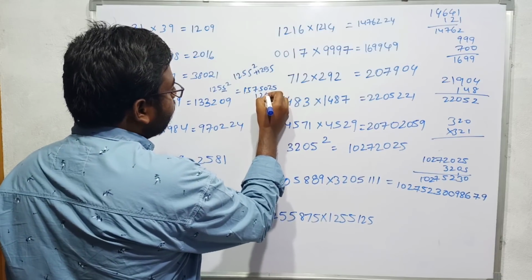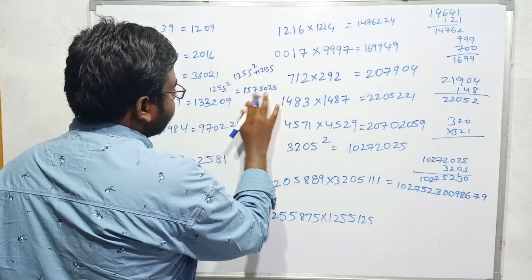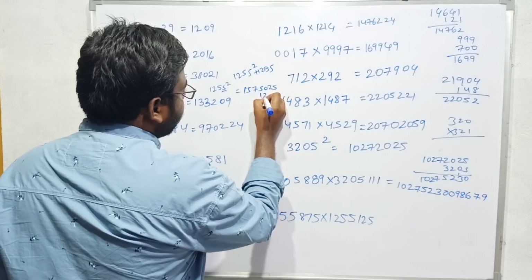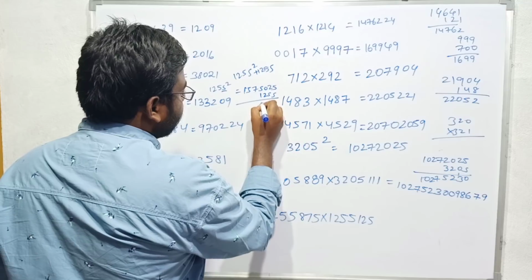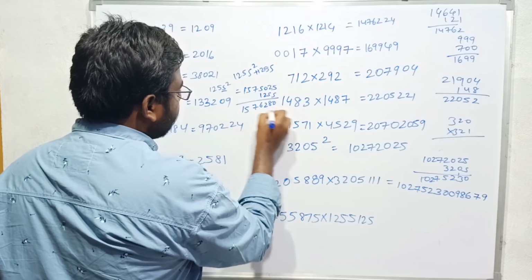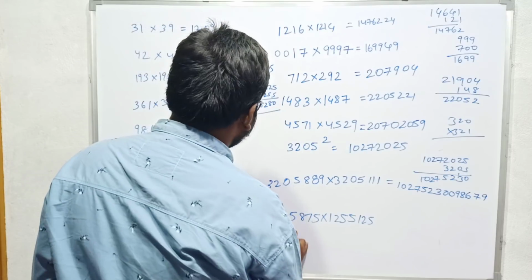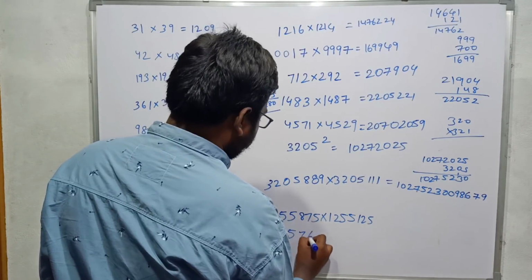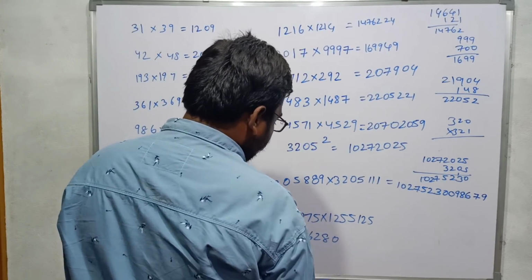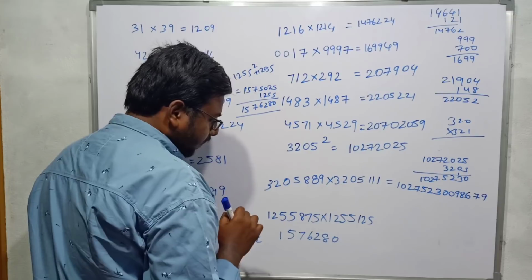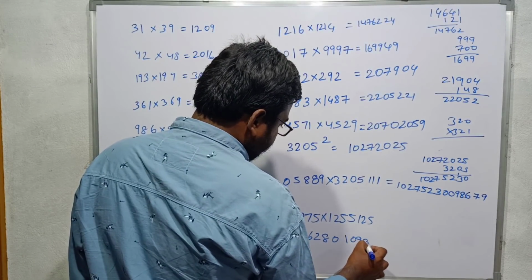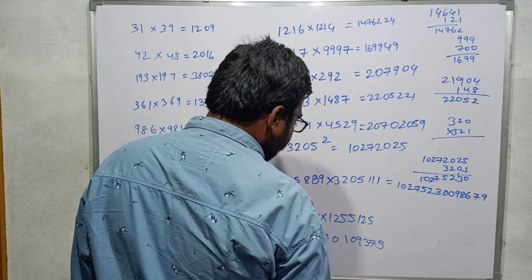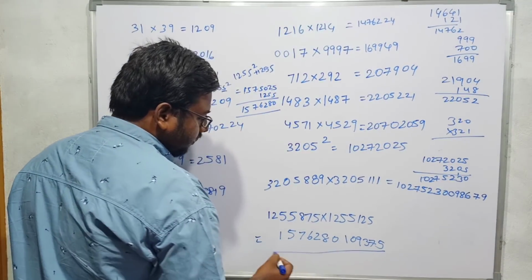If I add 1255 to it, this is 1576280, and 125 into 875. This is 109375. So this is the answer for this.